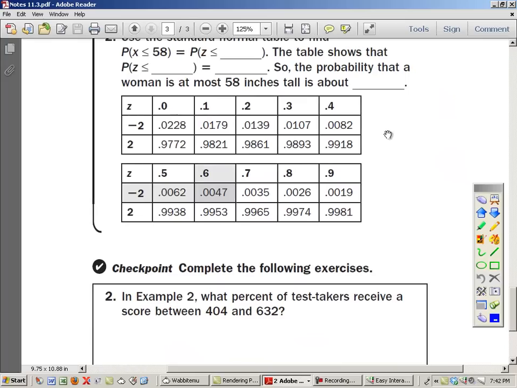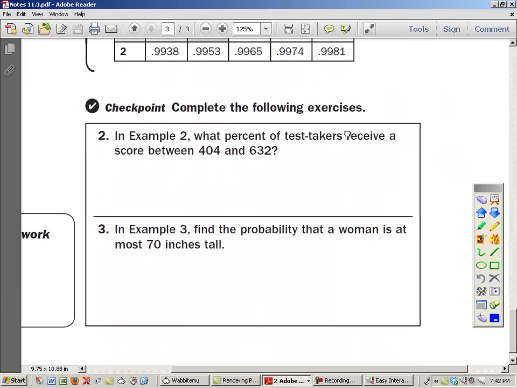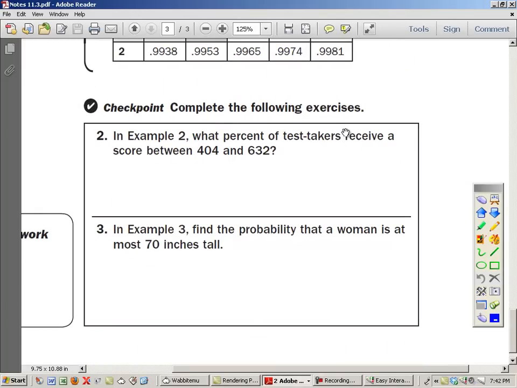All right, so let's try the checkpoint problem down below. You got 2 checkpoint problems to try. We're going to be using our standard normal table for number 3, and you should just be able to look at that previous data on the previous page for example number 2. So try those 2 checkpoint problems. You may have to refer back to page 293 in your text, or 293 in your note-taking guide.